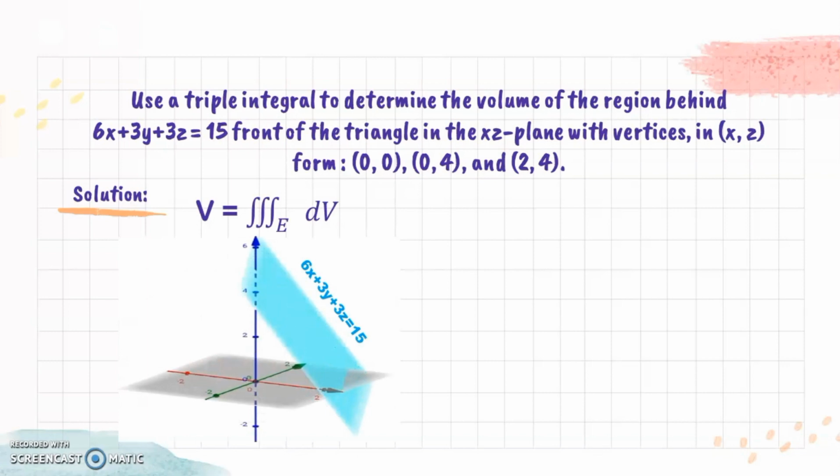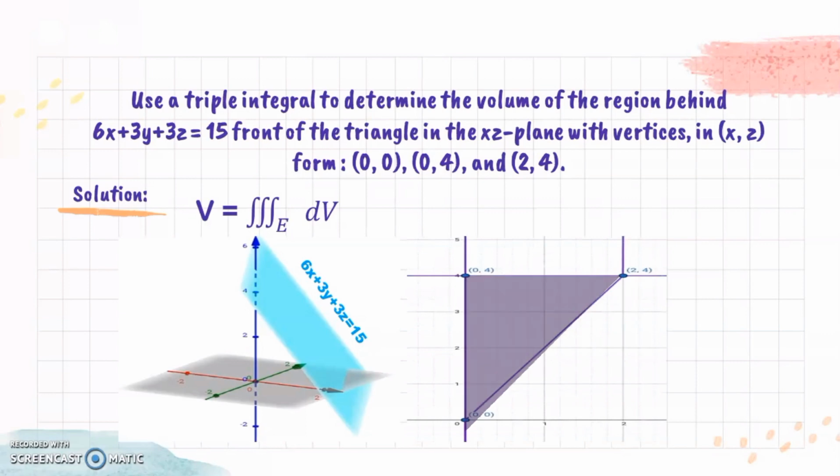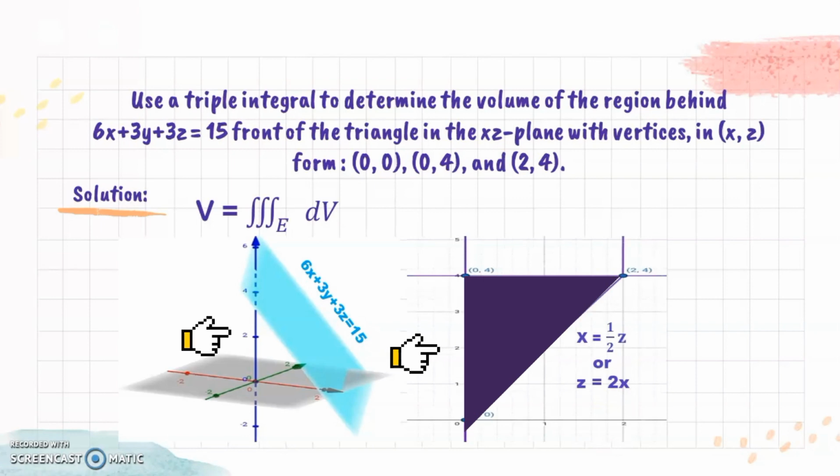Going back to our problem, it was also mentioned here that the region must be in front of the triangle with the vertices in the xz plane. So by putting these coordinates in the xz plane, we will have this sketch. Since we already have the sketch of the region behind the plane and the region B, which is in the xz plane, we can now list down the limits.